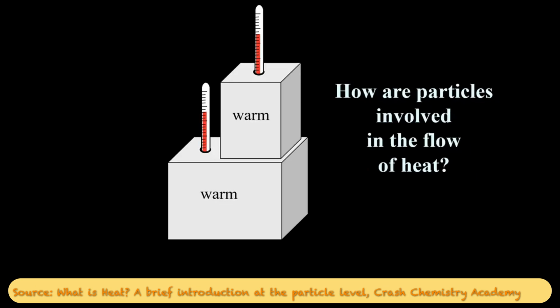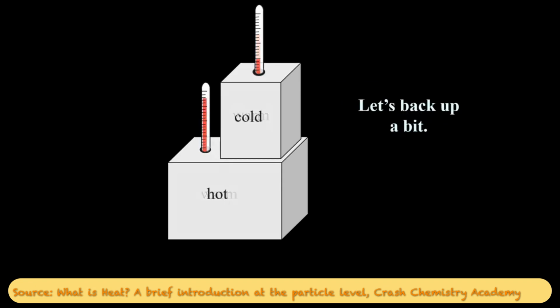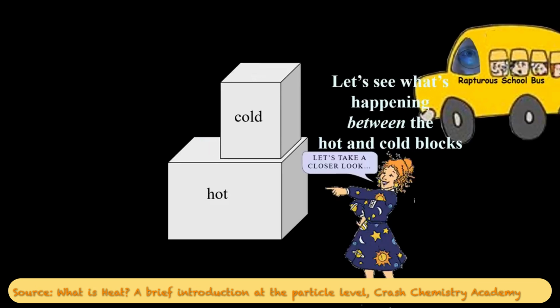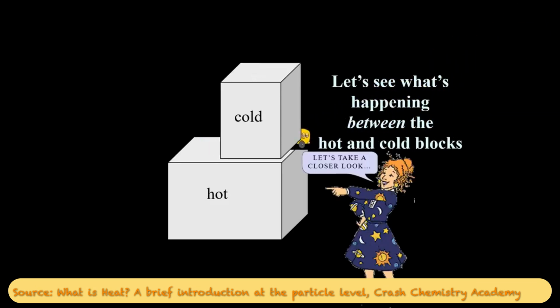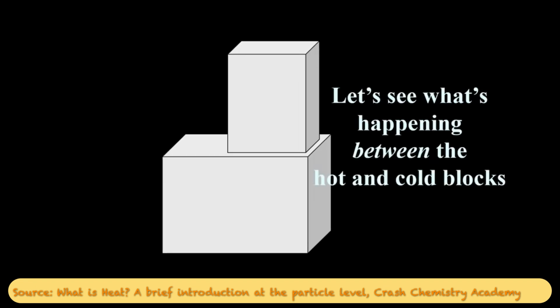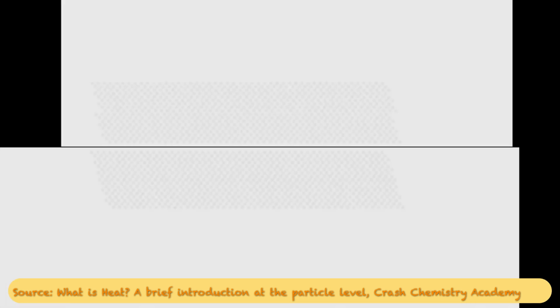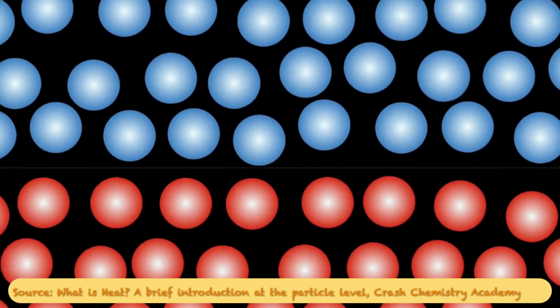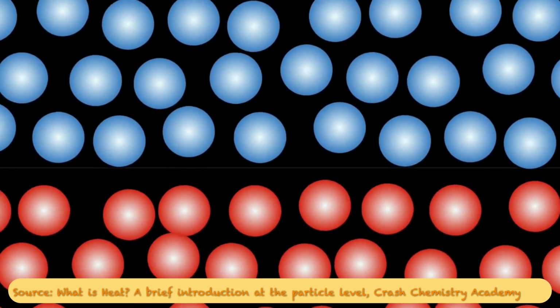So to understand heat, we need to understand how particles are involved in the flow of kinetic energy. Let's back up a bit. Starting with hot and cold again, let's see what's happening between the hot and cold blocks. We'll take a closer look using a magic bus. As we zoom in, you can begin to see the particles that make up the two blocks. The kinetic energy is shown as vibrational motion. The lower block in red has greater vibrational motion.